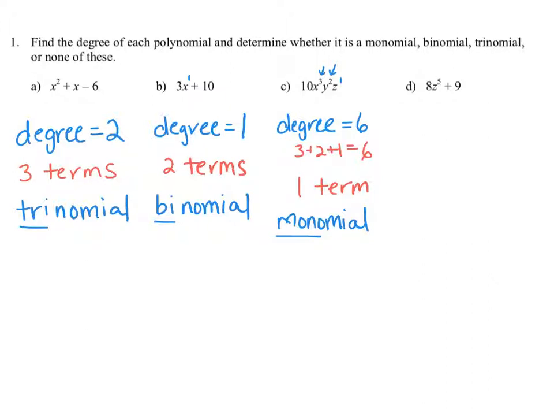In example D, we have 8z to the 5th plus 9. The degree of this polynomial is 5 because the greatest exponent that we see in the first term is z to the 5th, the exponent of the variable base. And since this has 2 terms, we can call this a binomial.